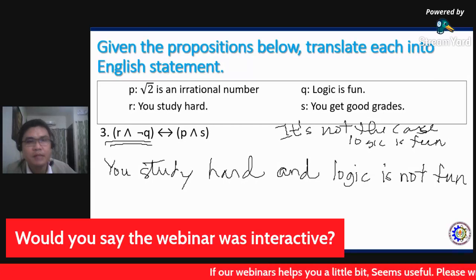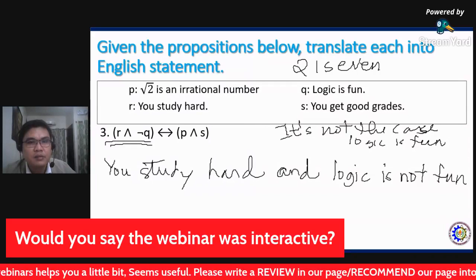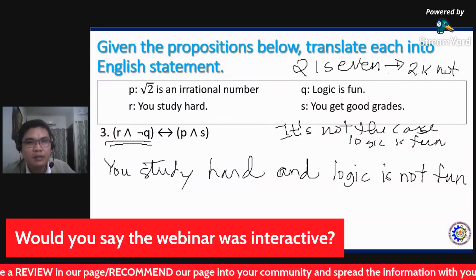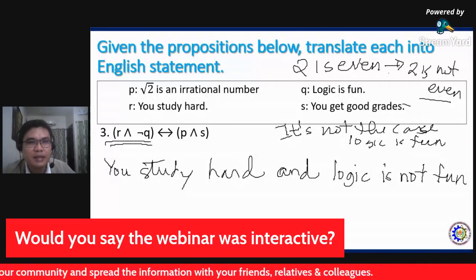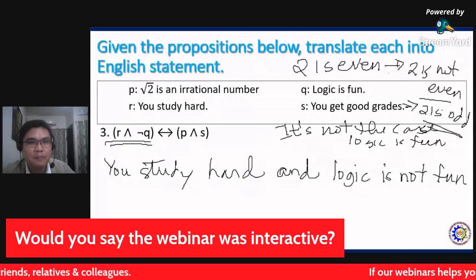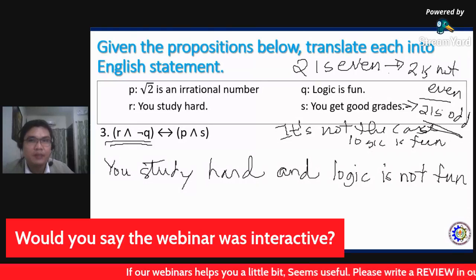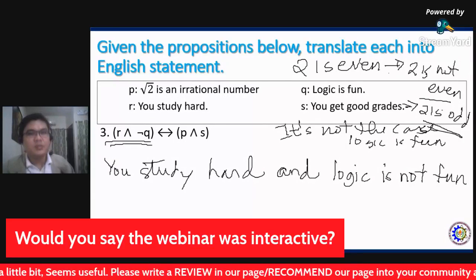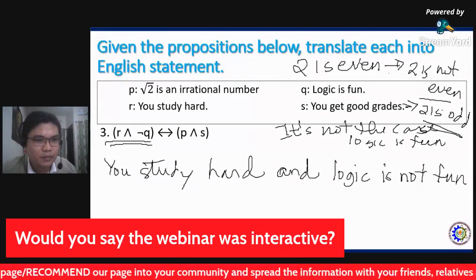For example, if 2 is even, we can write the negation of it as 2 is not even. Okay, that's fine. But if we write that as 2 is not even, we can also write it as 2 is odd, which is quite simpler than the first one. So not all the time will we be using not. Sometimes we can use the other name of it, but in most cases we use the word not. Okay, so let's go back to the given problem. Let's erase that one.